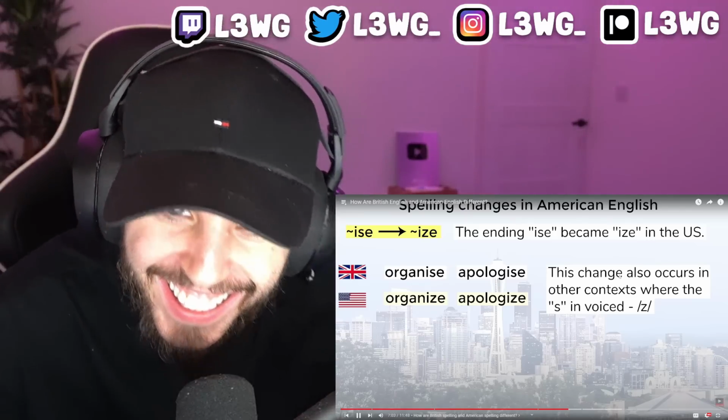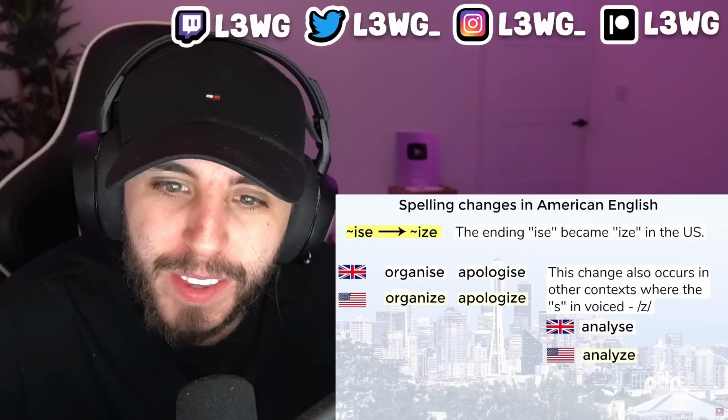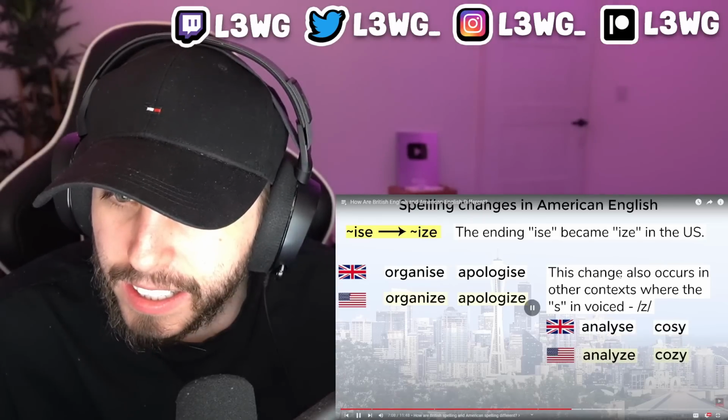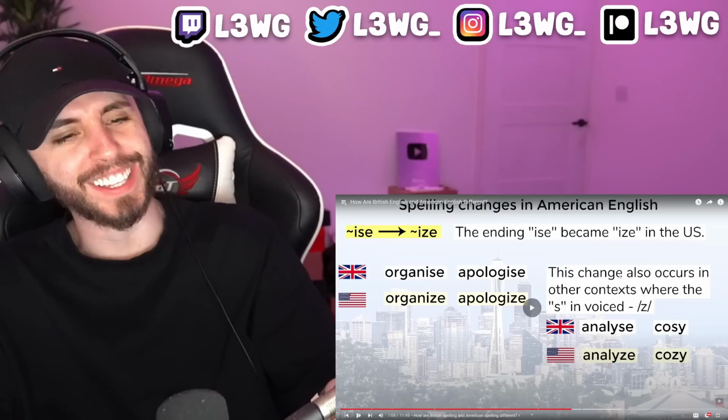A similar change also occurs in other contexts where the S is voiced. In other words, it makes a Z sound. Analyze, cozy. Wait, cozy, spell cozy with a Z. Do I? I don't even know. I'm confused. I'm so confused.